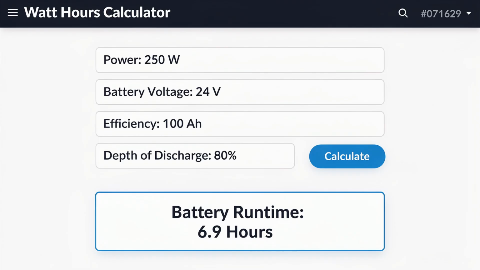Here's a practical example. I'm calculating runtime for a backup power system. I'll enter power, 250 watts for my load, battery voltage, 24 volts, battery capacity, 100 amp hours, efficiency, 90%, and depth of discharge, 80%. After clicking calculate, the battery runtime shows 6.9 hours.